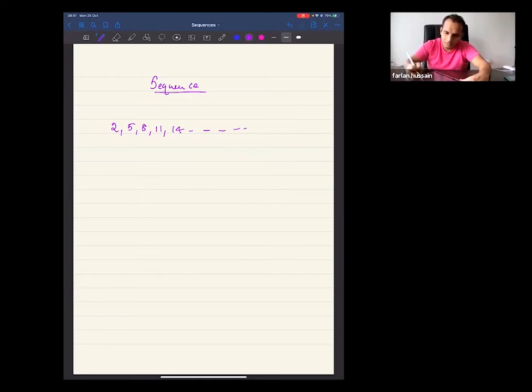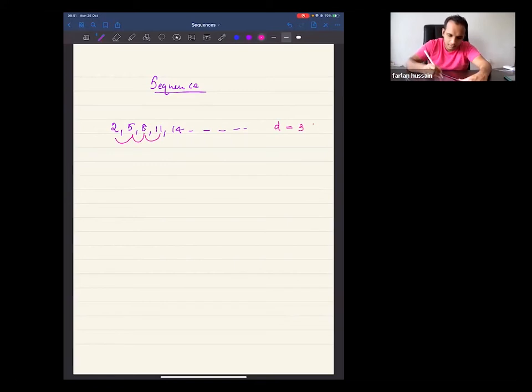So what is the pattern that you see here? Each number is increasing by 3. 2 plus 3 is 5. That plus 3 is 8. 8 plus 3 is 11, and so on. So there is a common difference between the terms, right? So let me say that the difference is equal to 3.